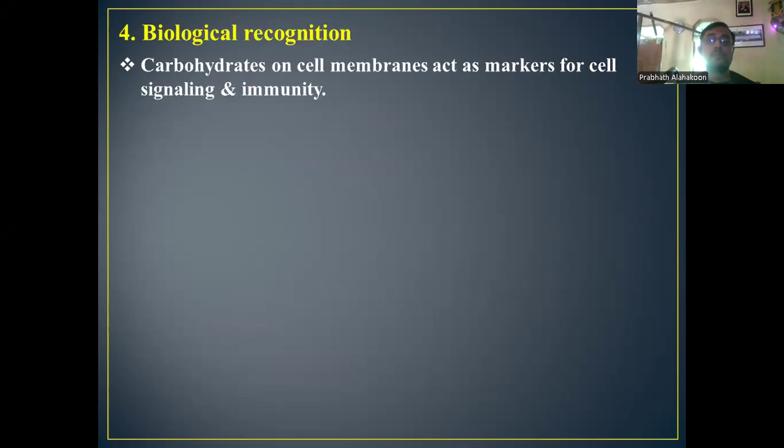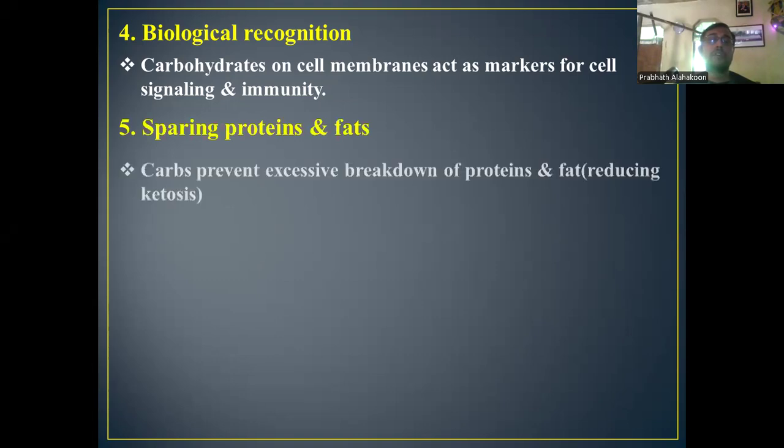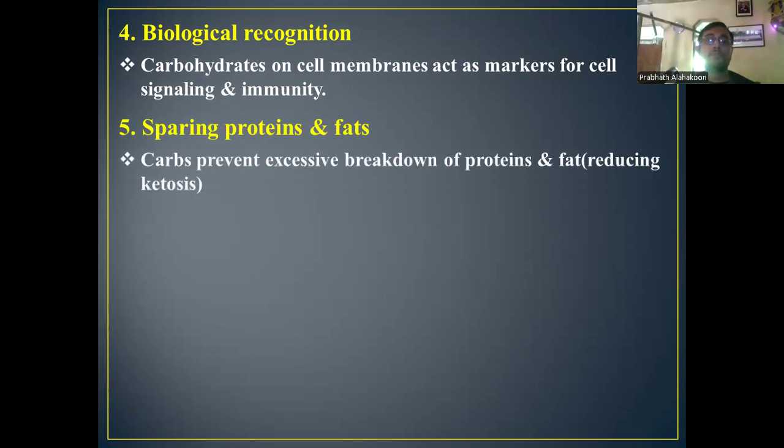Okay, now let's see another function. It is biological recognition. It means carbohydrates on cell membranes act as markers for cell signaling and immunity. The next function is sparing proteins and fats. Carbs prevent excessive breakdown of protein and fat. The reason is reducing ketosis.